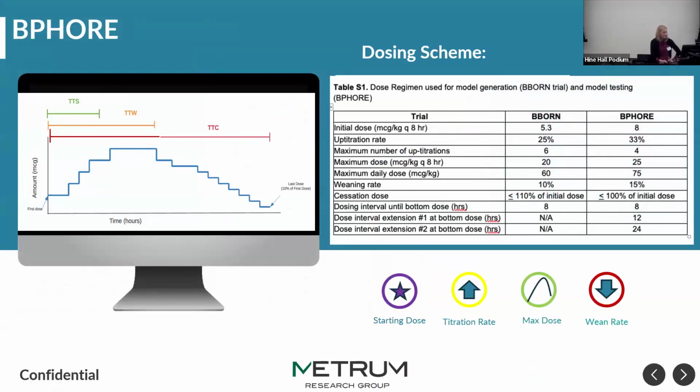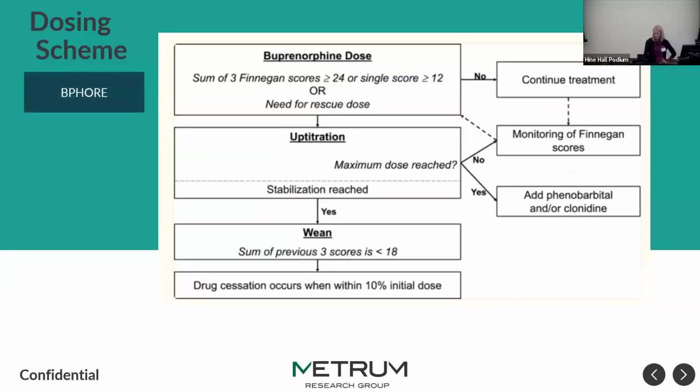And then in comparison, in our next trial, B4, we again leveraged this information from B-born to increase or change some of these parameters, these knobs. So our initial dose was increased from about 5.3 to 8 microgram per kg in that study. We increased the up titration rate by a little bit, 33%. The maximum daily dose was increased, as well as the weaning rate. So the weaning rate was increased from 10% to 15% in hopes to lengthen the duration of hospital stays in that study.